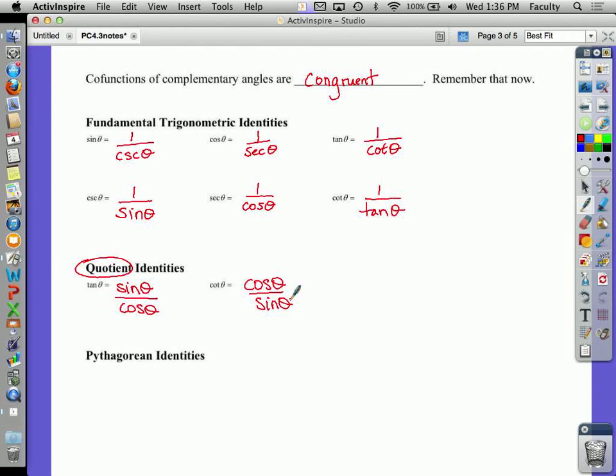The Pythagorean identity is huge. We're going to use this a lot. Okay, I cannot emphasize this enough, and I'm going to develop it here.